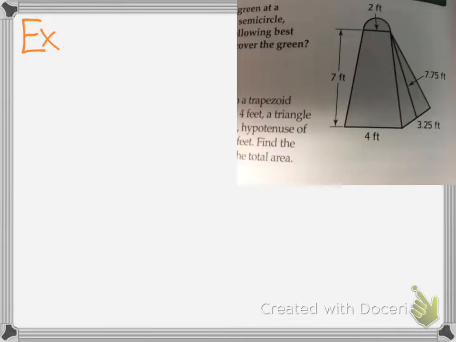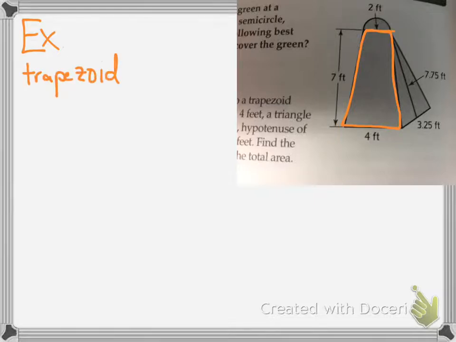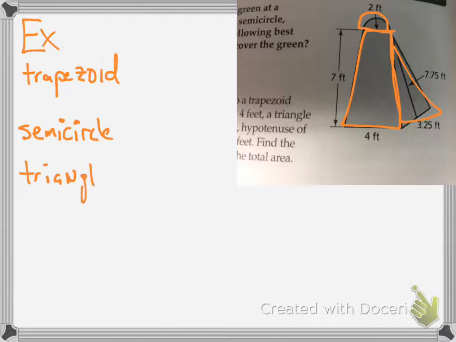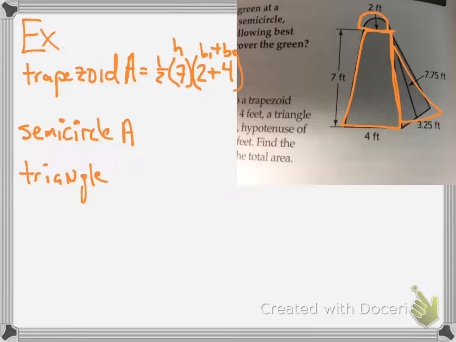Here you see a composite figure. I can break that figure up into a trapezoid, a semicircle, and a triangle. The semicircle, don't forget, is just half a circle. So if I find the areas of all three of those, since they're all together, I can add those up. Here's my base, there's my heights, finding the area of the trapezoid.